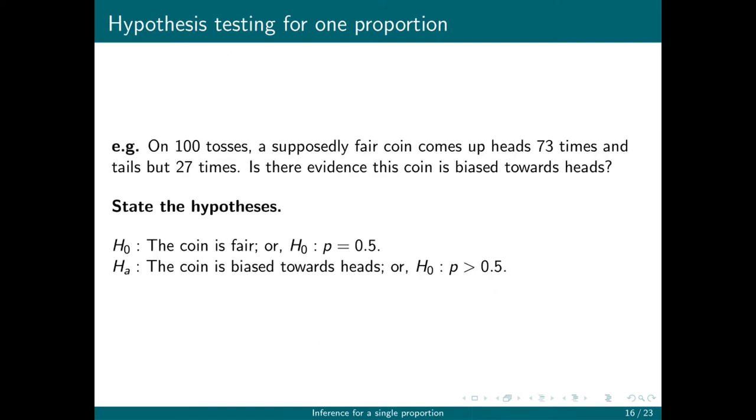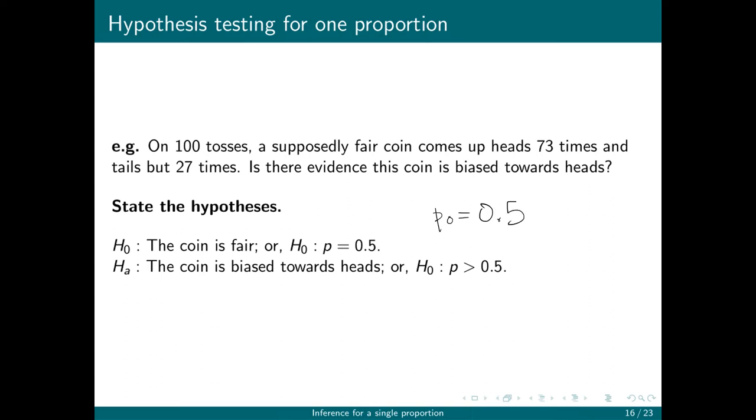Let's do an example. On 100 tosses, a coin that is supposedly fair comes up heads 73 times and tails only 27 times. Is there evidence that this coin is biased towards heads? So our null hypothesis is that the coin was fair. In other words, that p was 0.5. In this case, p naught is 0.5. That's the assumed value of the parameter.